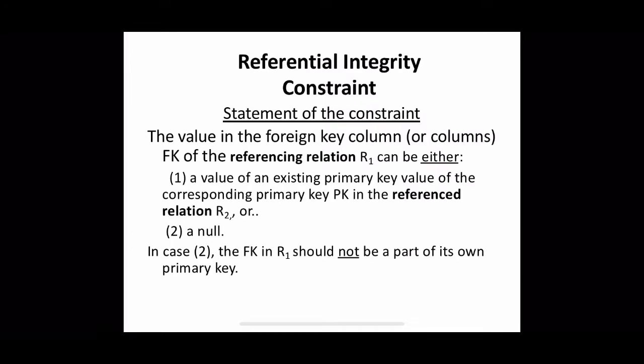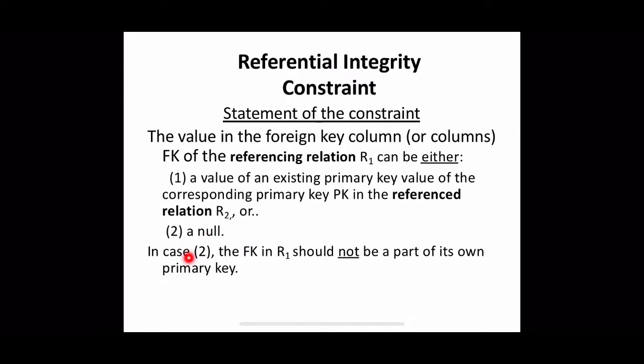The statement of the constraint is that the value in the foreign key column or columns of the referencing relation R1 can be one of two different cases. The first case is an existing primary key value of the corresponding primary key PK in the referenced relation, or a null. That means in our case, if an employee has a department number, it should point to an existing department, or it should be null. Null in the sense that the employee is not yet assigned a department.